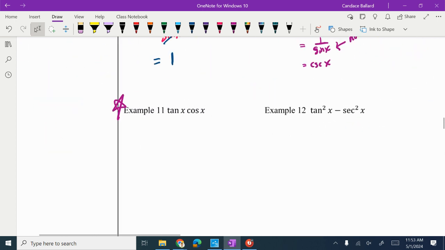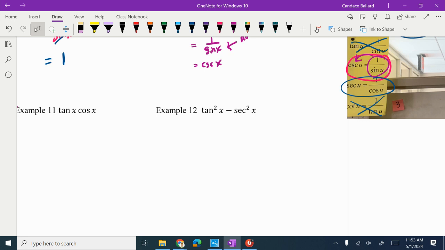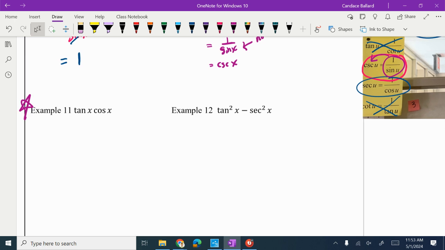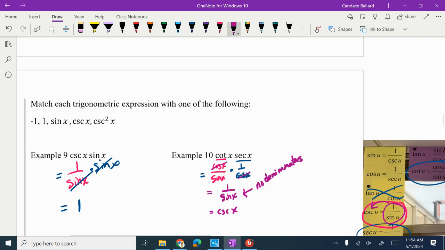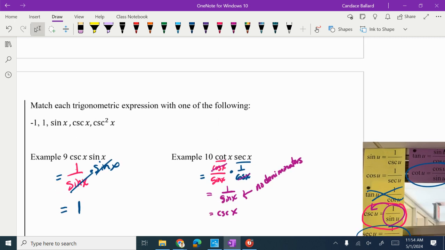Let's take a look at it together. So it wasn't exactly what I showed you on the last two, but it was close. It had a lot of the same elements. What's another name for tangent? Sine over cosine, and we've been working with that for a long time, right? So I replaced tangent. Is there anything I can do with cosine? What cancels? The cosine cancels. And then I know that it is just equal to sine x. Is that one of the things that was on my list up here? Yeah, it was. So it was one of the things I was supposed to get.